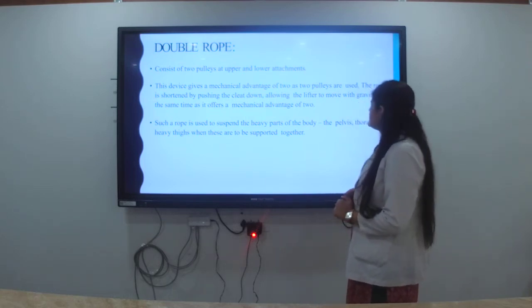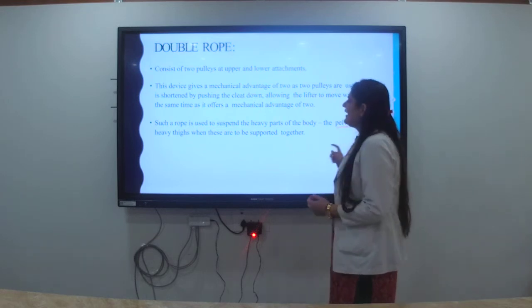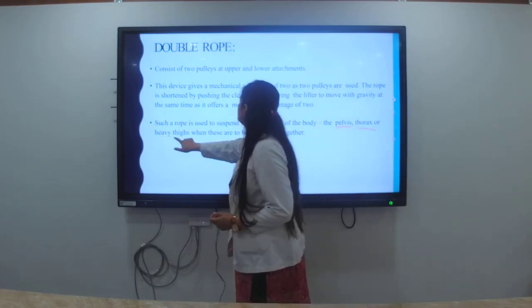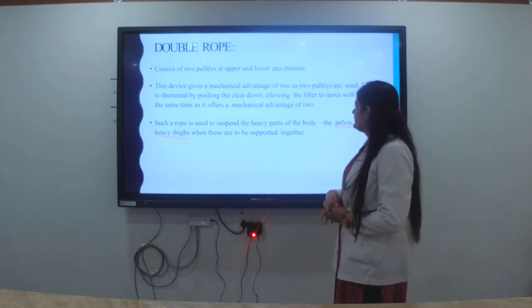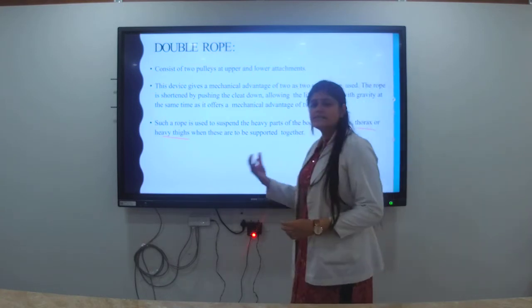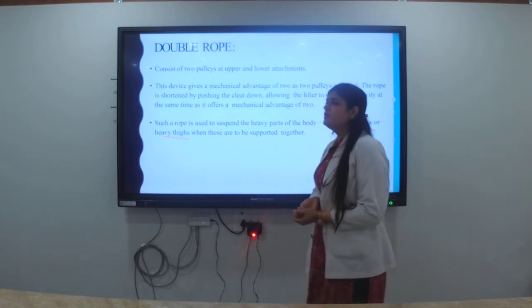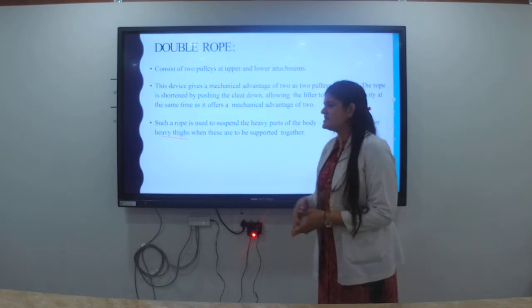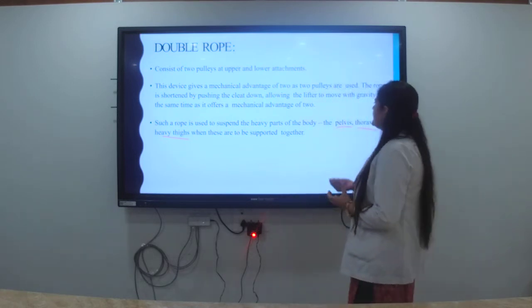So this is used for heavy parts, especially your pelvis, your thorax, or the heavy thighs that need to be supported. In these cases we use the double rope. It helps in easing out the work. With a single rope, it sometimes becomes difficult to manage a heavy limb or the thorax. In that case, we can use a double rope as it has the double advantage of two pulleys.